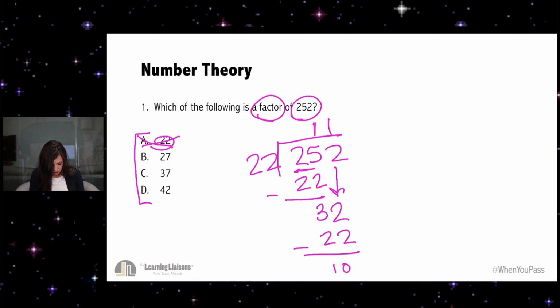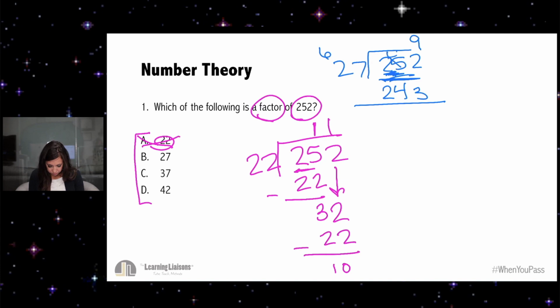I'm going to change pen colors here so we can see the difference. 252 divided by 27. 27 can't go into the number 2. It can't even go into the number 25. So now I have to think, 27 times what is 252? I'm going to probably start with a number that's a little higher because it was really close to getting into the number 25. So let's try the number 9. 9 times 7 is 63, 18, 24. There's a remainder. It's not our answer. Let's go to the next one.